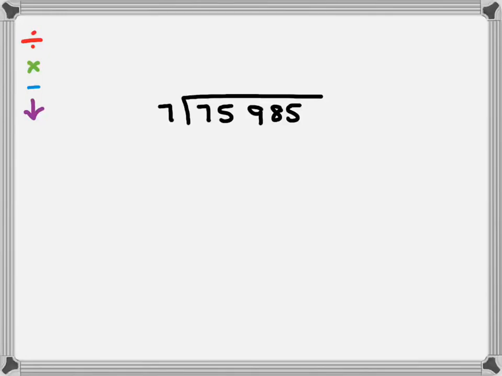Okay, welcome back. Now our dividend, which is the number inside the box, has got quite a few digits, so we're going to have a much longer problem. Let's start. So we're dividing. 7 goes into 7 once. Timesing. 1 times 7 is 7. Minusing. 7 minus 7 is nothing.